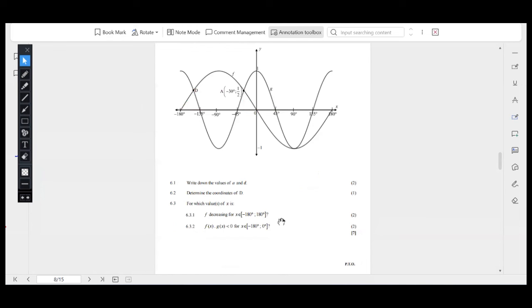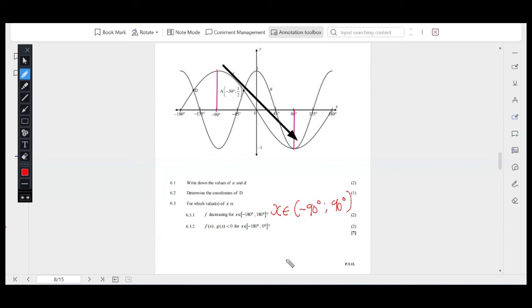Then 6.3: for which values of x is f decreasing for x an element of negative 180 degrees to positive 180 degrees? Where is it decreasing? If you want to find where f is decreasing, you have to find that from the turning point. As we can see, from this turning point to that turning point, our graph is decreasing. So we say x is an element of negative 90 degrees to positive 90 degrees.